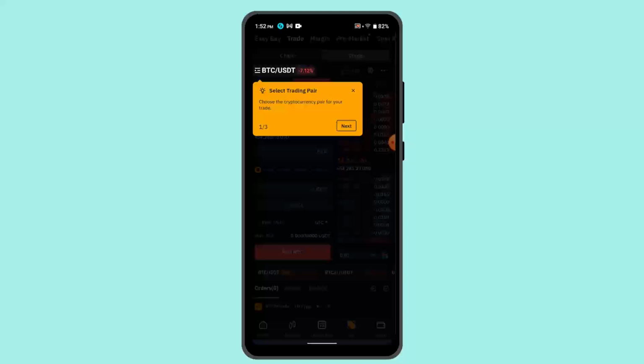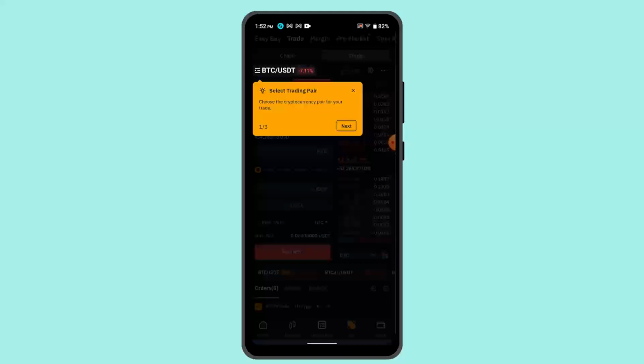As you've done that, once again select sell and enter the price level at which you want to take your first profit. Specify the quantity you want to sell at this price. Click on sell short to place the order and repeat the process for additional take profit levels.